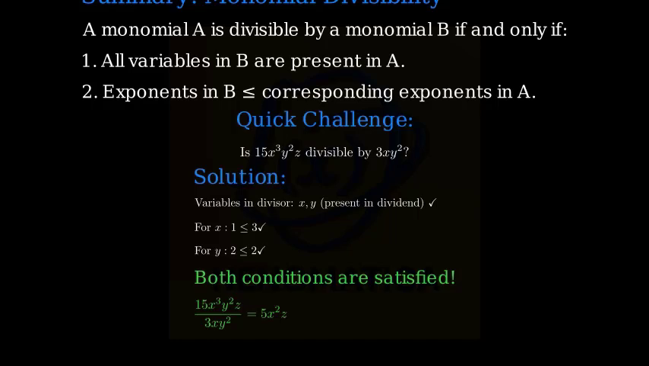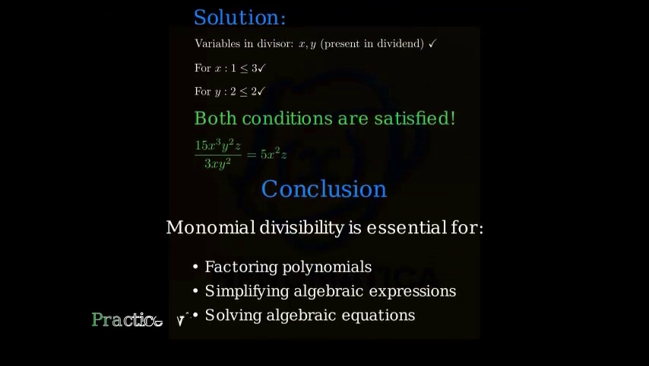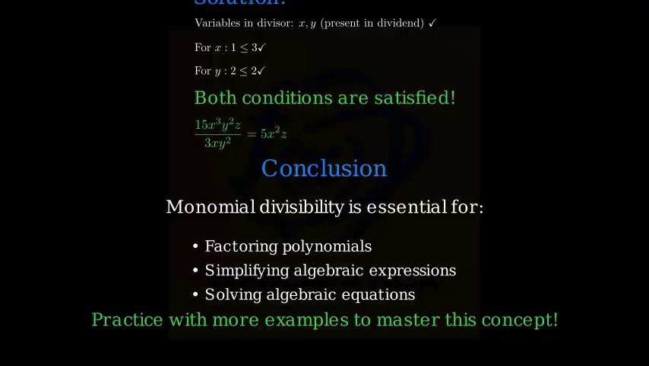For the exponents, x has exponent 1 in the divisor and 3 in the dividend, so 1 is less than or equal to 3. y has exponent 2 in both the divisor and the dividend, so 2 is less than or equal to 2. Both conditions are satisfied. So 15x cubed y squared z is divisible by 3xy squared, and the result is 5x squared z. Understanding monomial divisibility is essential for algebraic operations like factoring and simplifying polynomial expressions. Remember the two key conditions.